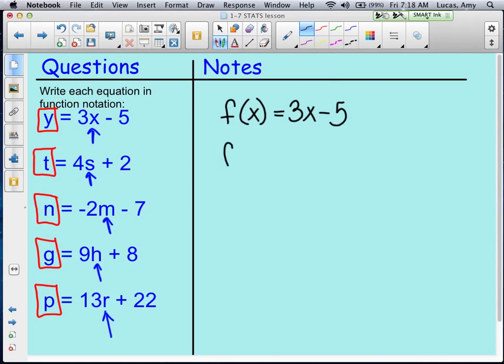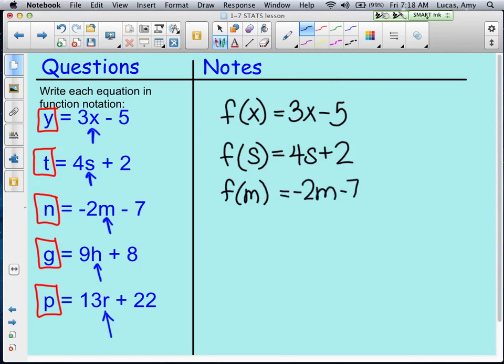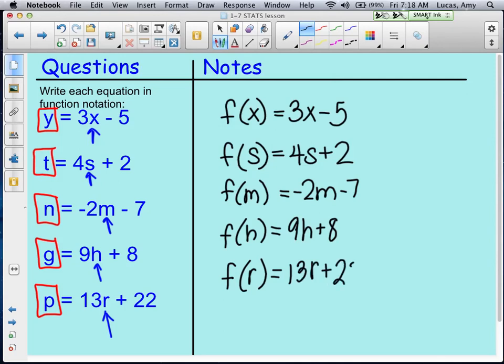The next one is not a function in terms of x because it has the letter s. I'm going to name it as a function in terms of s because s is the variable that we would plug something into to solve it. The next one has a letter m. You may notice that the right-hand side of these is not changing at all. The next one is a function in terms of h. And then the last one in terms of r. So the left-hand side changes to function notation, and we match our variable to the right-hand side. That's it.